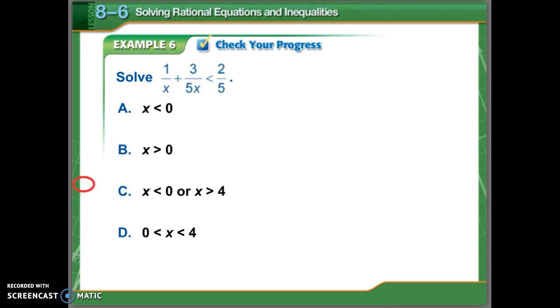Alright, the answer for check your progress number 6, C, x is less than 0 or greater than 4, are the correct answers. Okay, that brings us to the end of Unit 2, Lesson 13 on solving rational equations and inequalities.